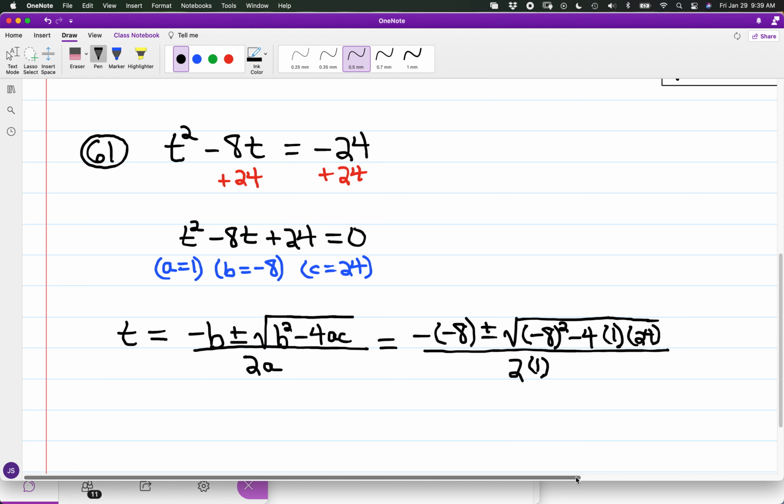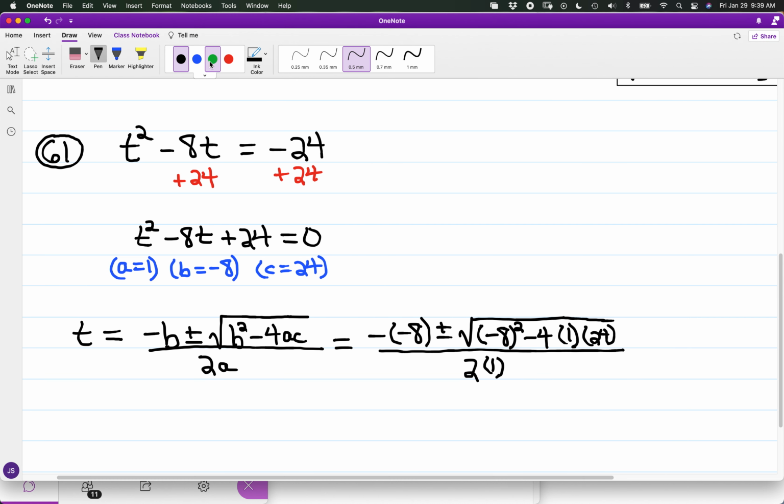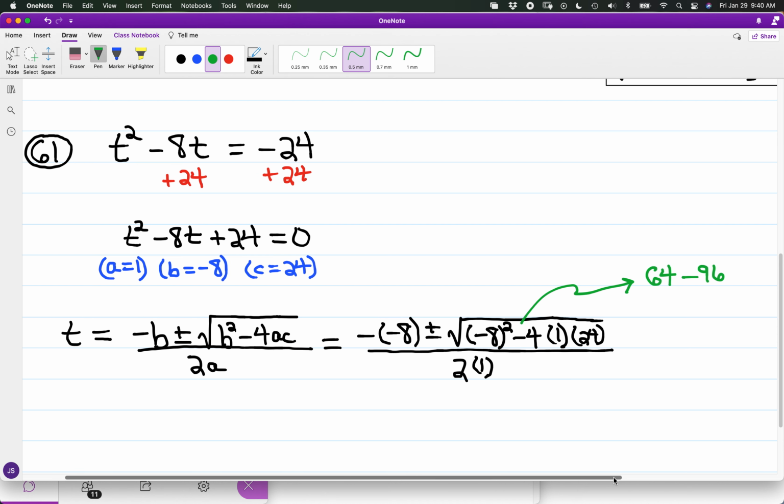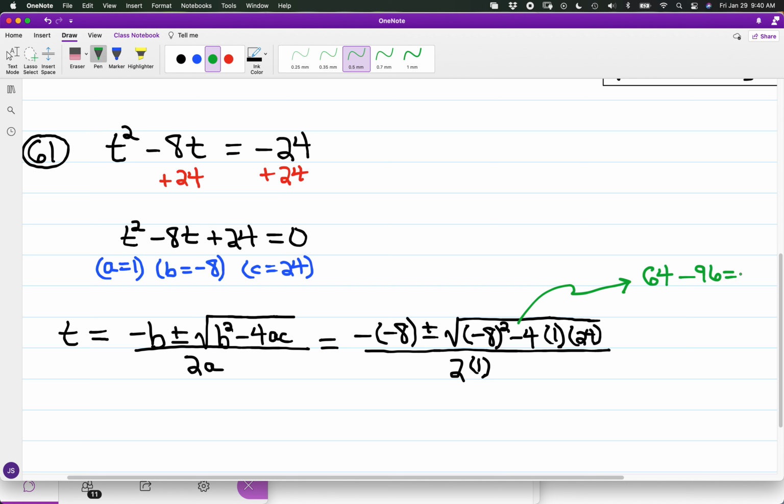And just for the activity, especially inside the radical, we have negative 8 squared, which will be positive 64. Then negative 4 times 1 is negative 4, and negative 4 times 24 is going to be negative 96. We have the difference, which will be negative 32. Just taking what we have, the square root of negative 32, is the incremental breakdown.